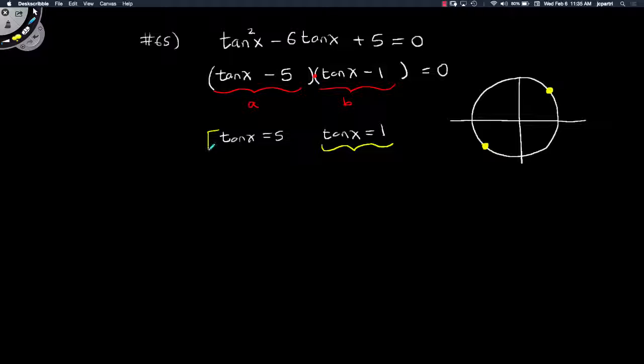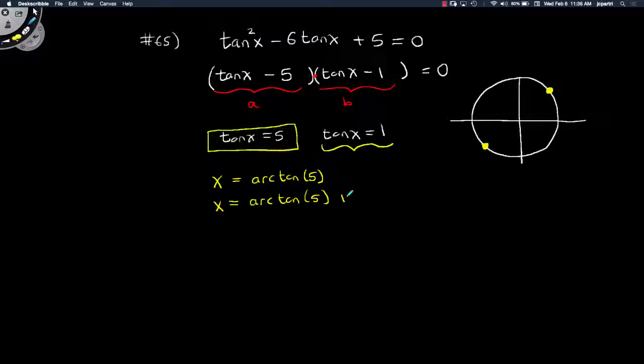Now, 5 is not a number that we memorized on the unit circle, but it does exist. So there are two solutions to that. X equals arctangent of 5, that would be in quadrant 1. And x equals arctangent of 5 plus pi, and that would be quadrant 3.